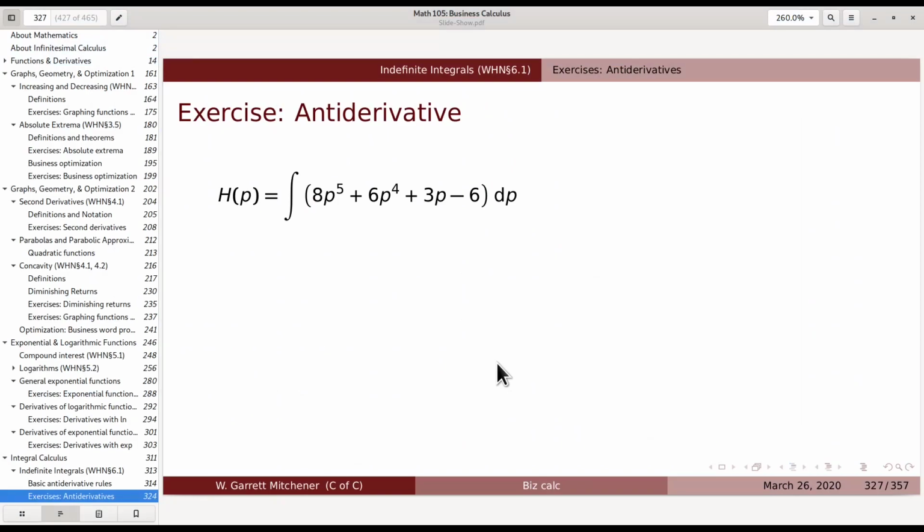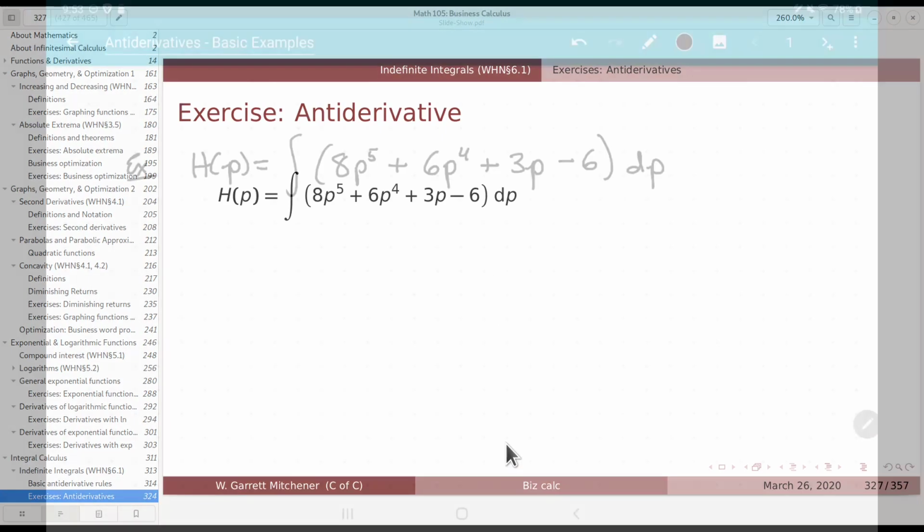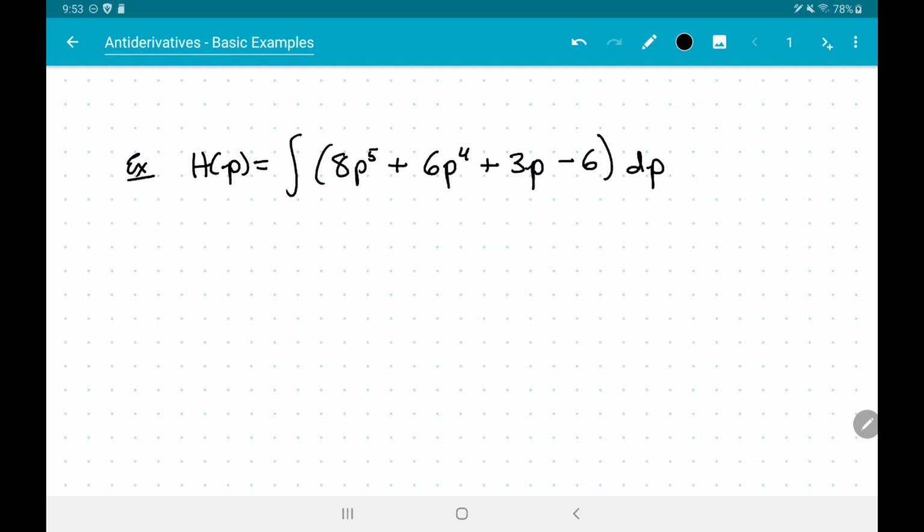Here's a longer polynomial problem. So suppose that big H of p is the antiderivative of 8p to the 5th plus 6p to the 4th plus 3p minus 6. And you'll notice that where I'd been having dx, I now have dp. That's because the independent variable in this problem is p rather than x. Okay, so let's work this one out.